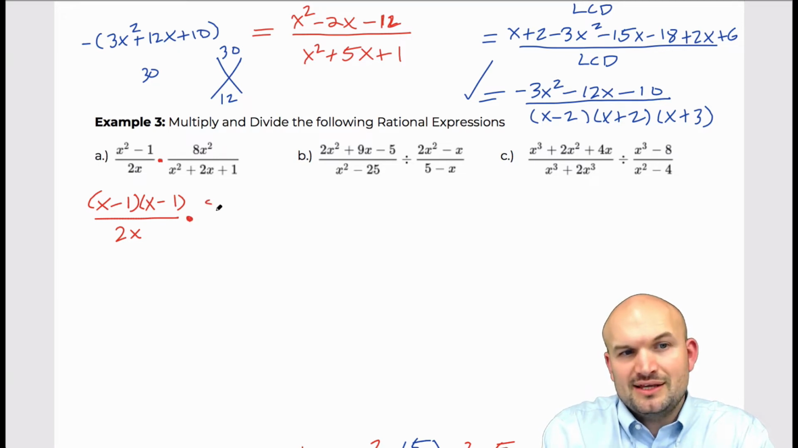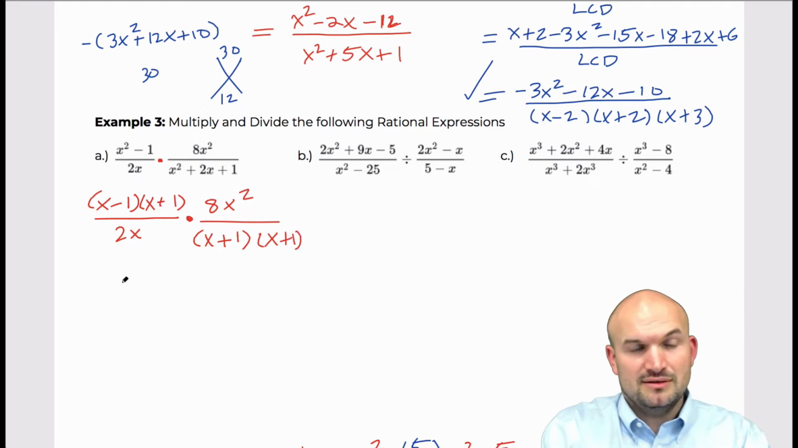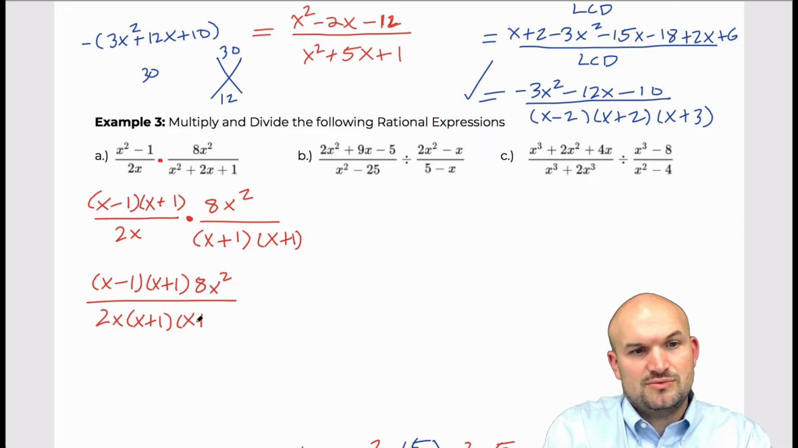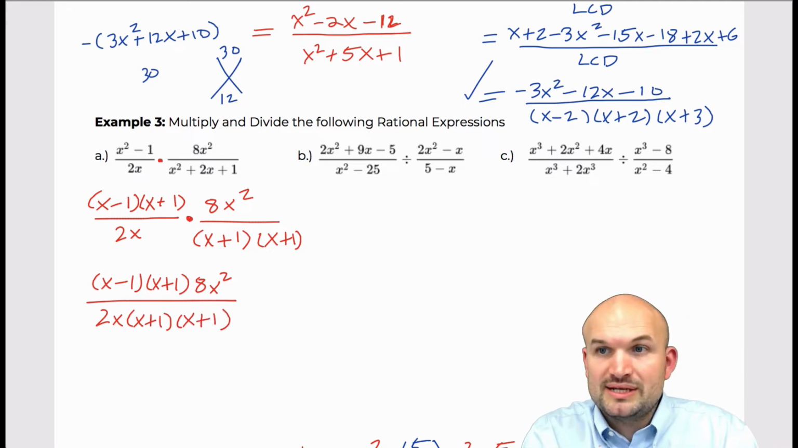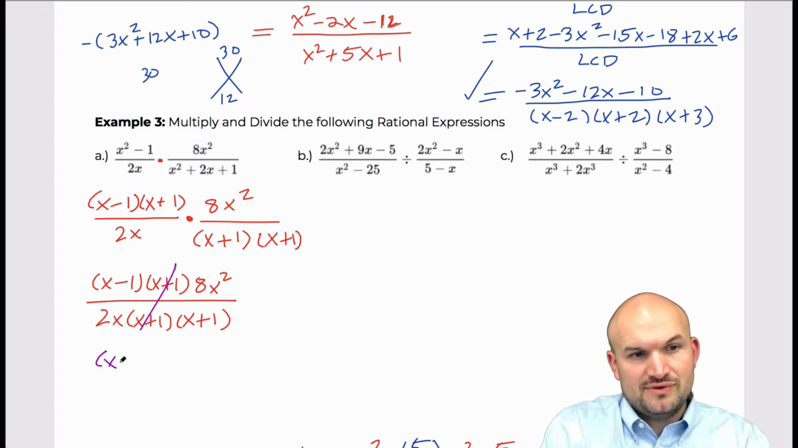So I'll write it like this, 8 times x squared, and then over, let's see, what two numbers, that's going to be x plus 1. Oops, that's supposed to be a plus. x plus 1 times x plus 1, right? But remember, if you're multiplying here, then you can just write this as one fraction, x minus 1 times x plus 1 times 8x squared divided by 2x times x plus 1 times x plus 1. Okay, and now what we can see here is that the x plus 1s are going to divide out, and we're left with an x minus, I don't know why I'm using red, I'll use purple next.